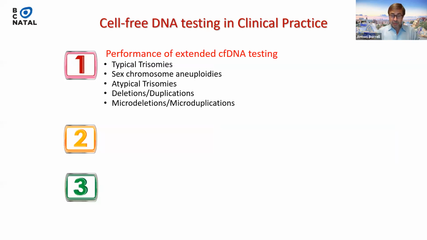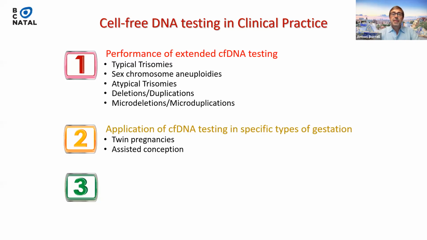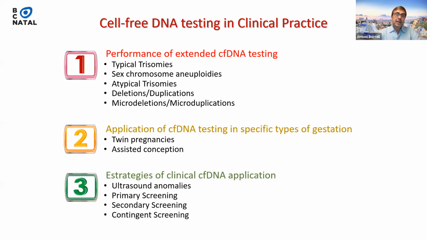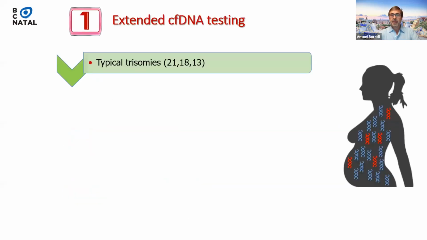In this talk, I will deal with three main points. The first is the performance of extended cell-free DNA once we expand from typical trisomies to sex chromosome anomalies, atypical trisomies, deletions, duplications, or microdeletions, microduplications. The second point will be the application of cell-free DNA testing in specific types of gestation, such as twin pregnancies or assisted conception pregnancies. And finally, we will discuss different strategies of clinical cell-free DNA application in case of ultrasound anomalies: as a primary screening, as a secondary screening, as a contingent screening. So let's start with the extended cell-free DNA testing.